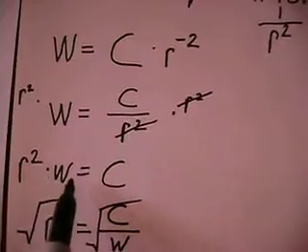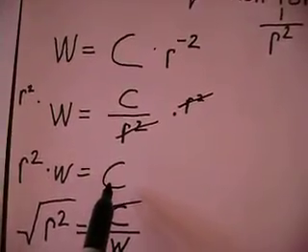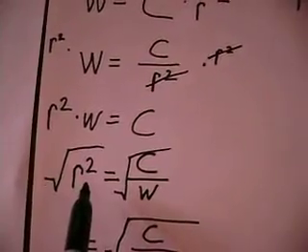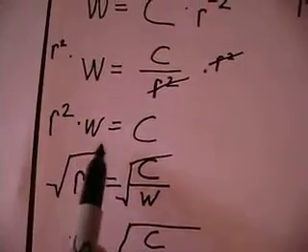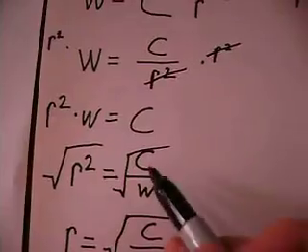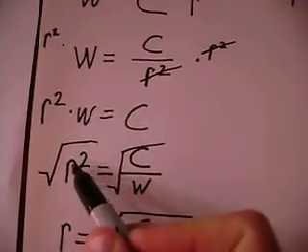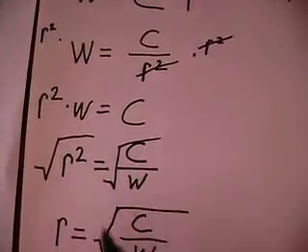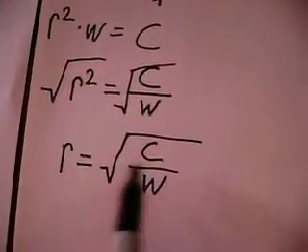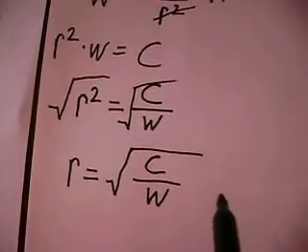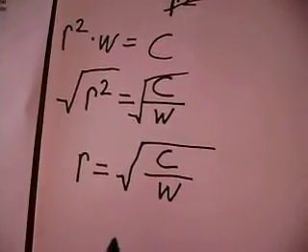R squared times W is equal to C. Then we divide both sides by W, which gives us C over W. To get rid of the square that's over the R, take the square root of both sides, and you get R is equal to the square root of C over W. That was confusing, wasn't it?